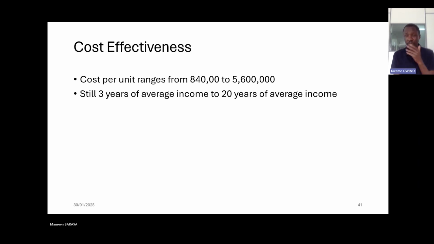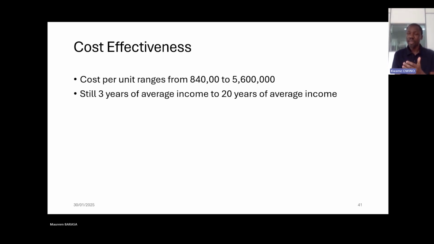Sensible. The average house in the US is usually 5 years of income. So a house in the range of 840,000 shillings would probably be sensible. And for that reason, yes, that's properly scaled. If you're talking about a house in the higher range, it's 20 years of average income.